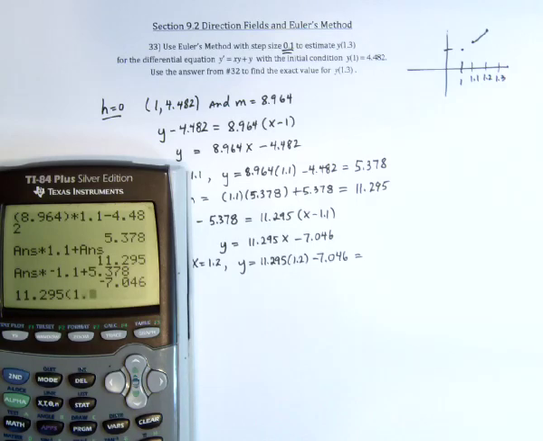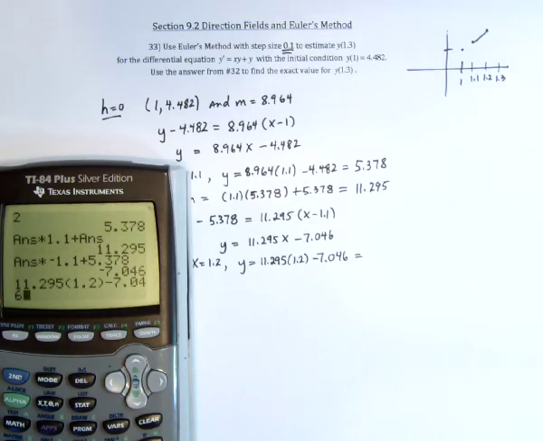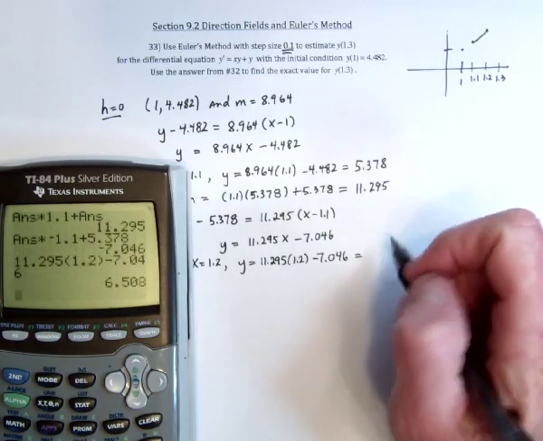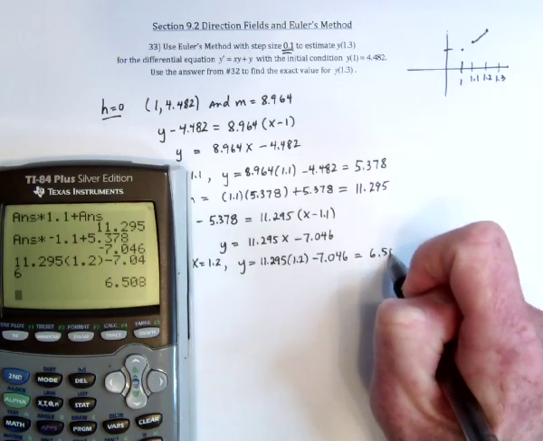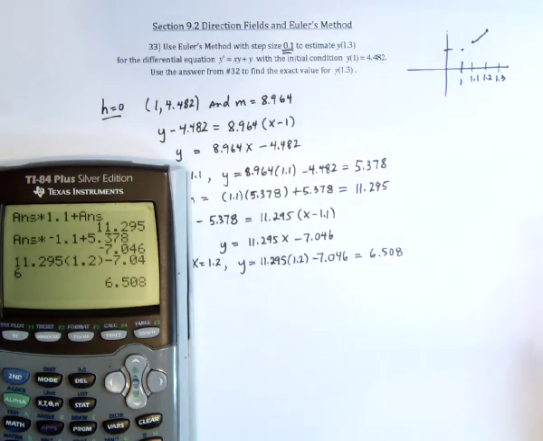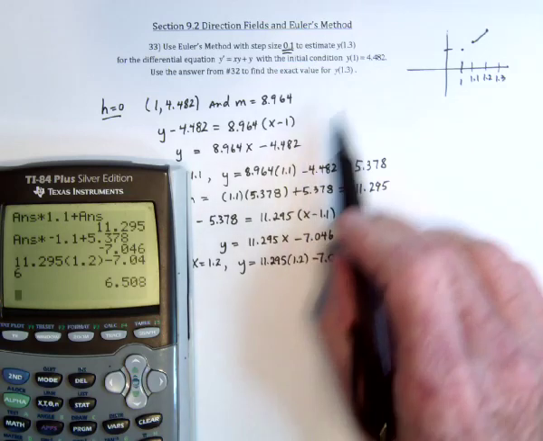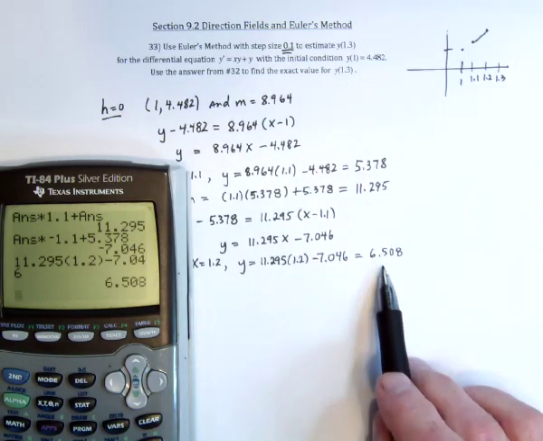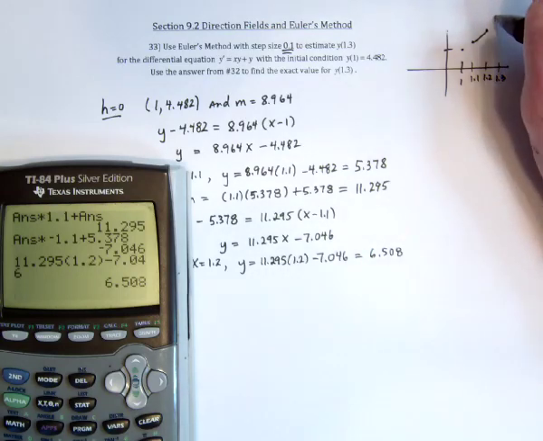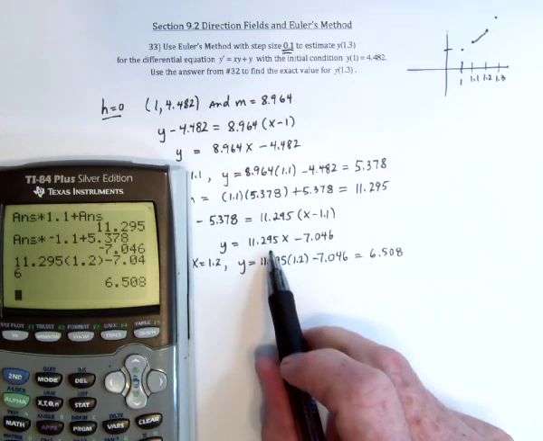11.295 times 1.2 minus 7.046. Our new y value is 6.508. So notice the y values are creeping up from 4.4 to 5.3 to 6.5. So we are going up on this thing, and the slopes are getting bigger and bigger.